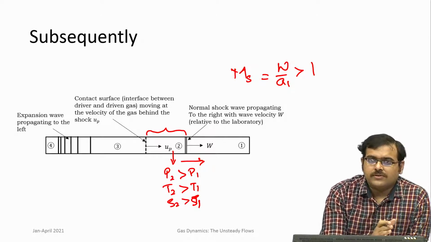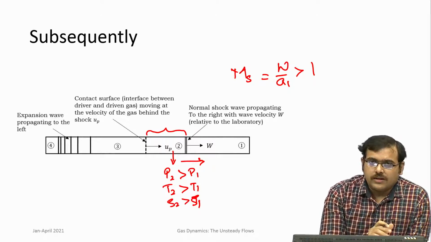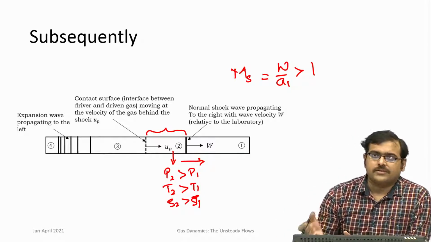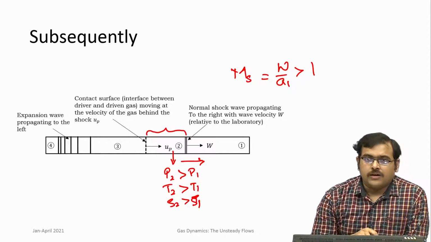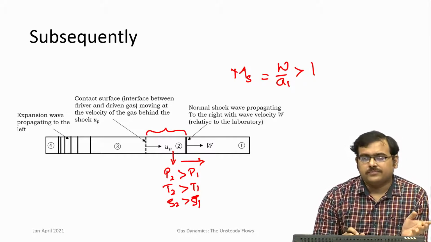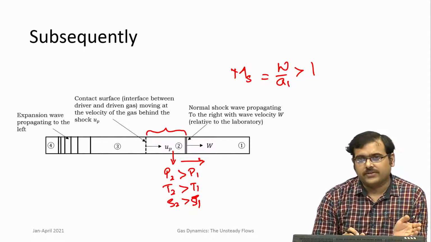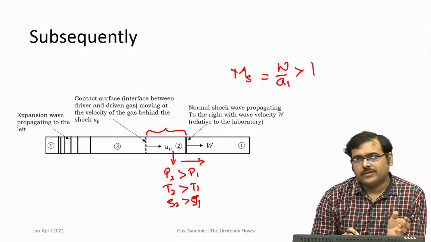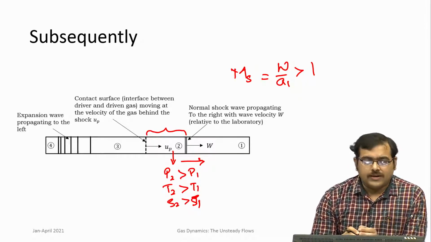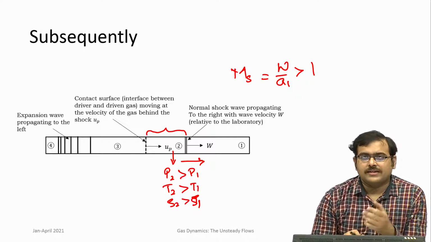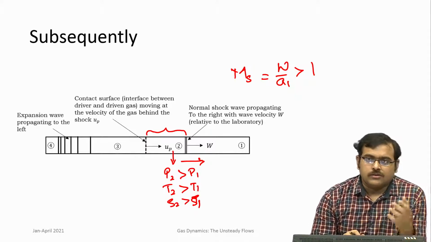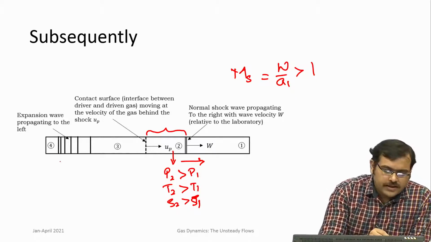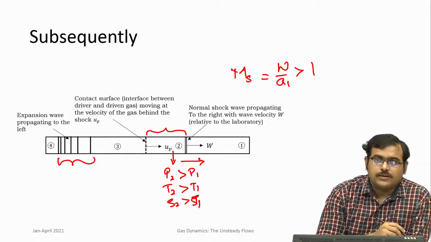Now, initially when the shock tube started out, there was a differentiation between driver section and driven section. So, now in the driven section a shock wave progresses, it compresses the gas. On the other hand, in the driver section, you have the expansion waves. So, these expansion waves gradually decrease the pressure on the driver side.